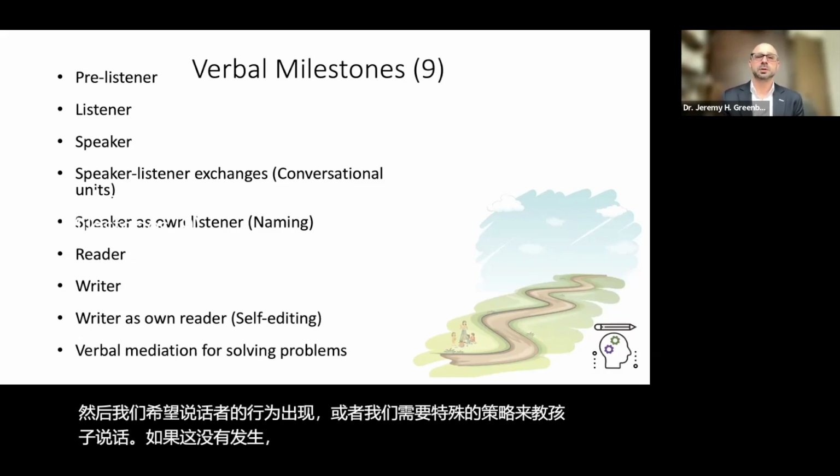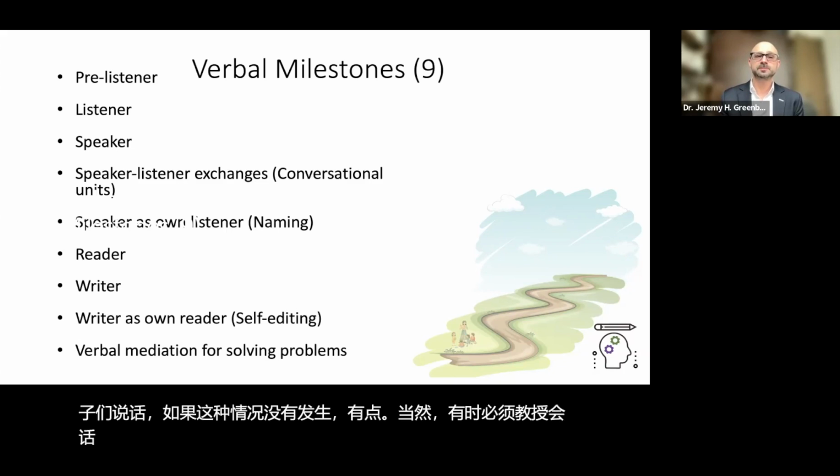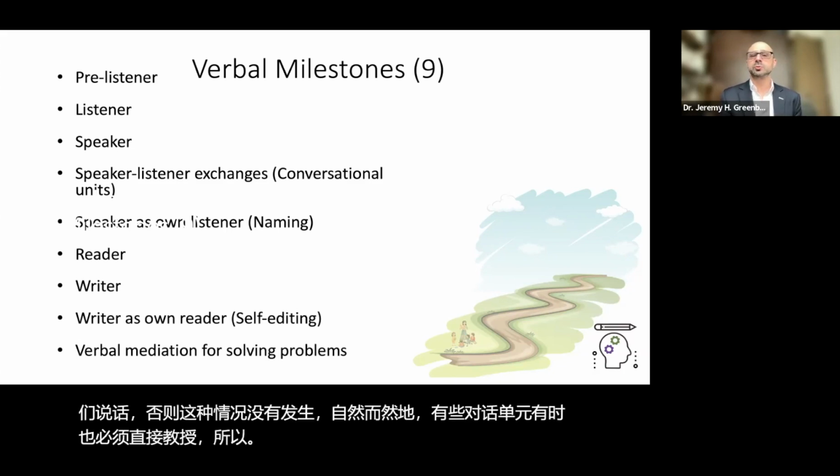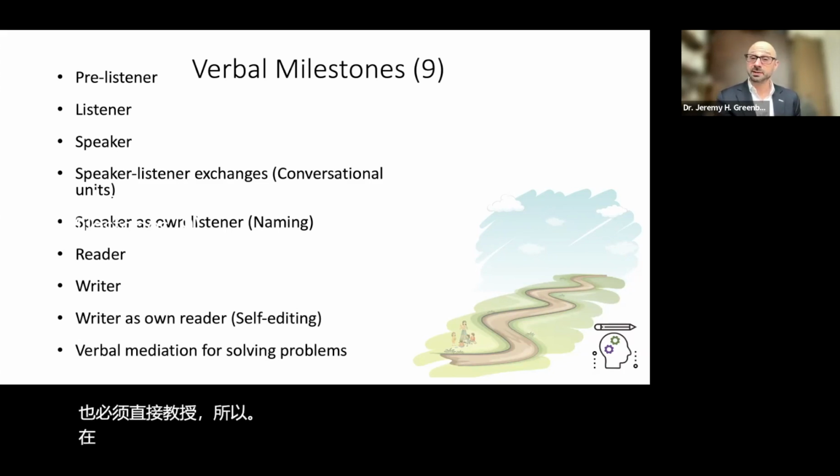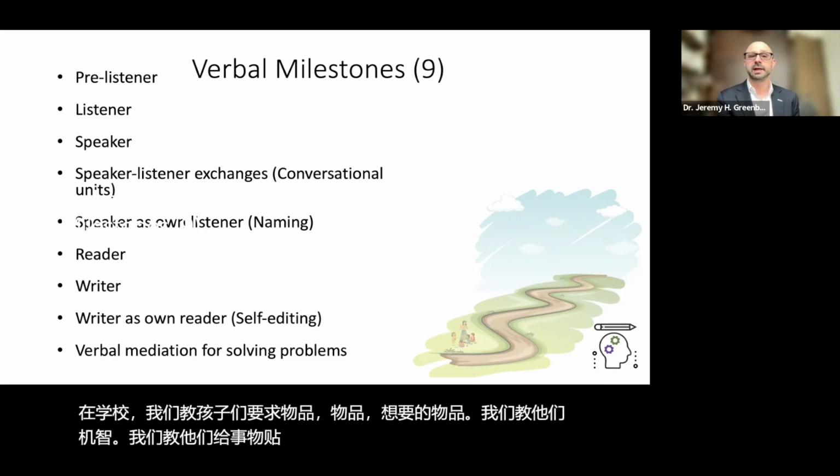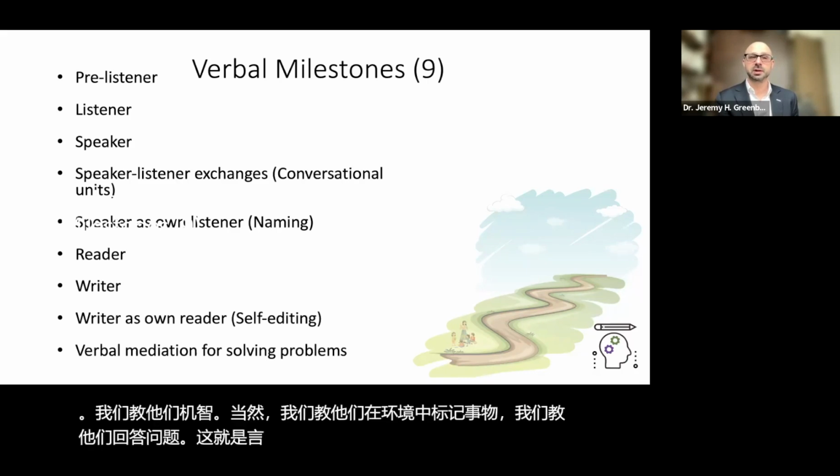There are conversational units, which sometimes have to be taught directly as well. So in school, we teach children to mand, to request objects, items, desired items. We teach them to tact. We teach them to label things in the environment, of course, and we teach them to answer questions. That's the intraverbals that we mentioned from a previous slide.